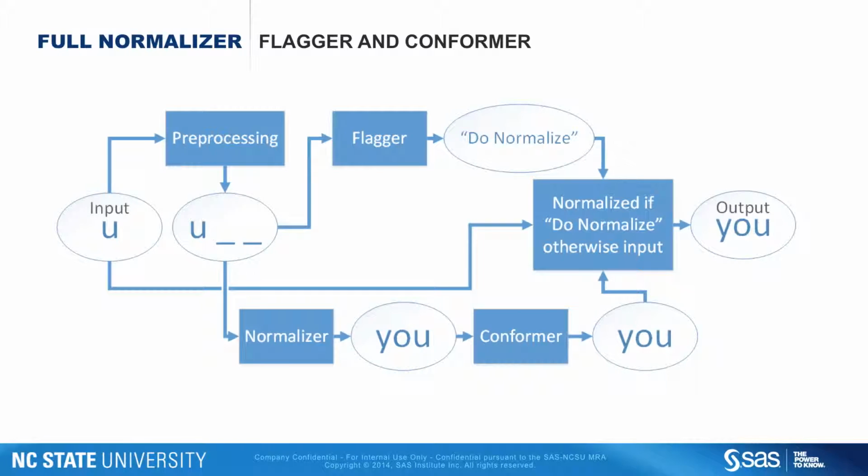We make this whole pipeline, so to speak. It starts with the letter U as the input. Then this goes to pre-processing, which pads it so that it will fit into the normalizer and flagger properly. And then it sends it to the normalizer and the flagger. I've mentioned what the normalizer does. Let me say what the flagger does. The flagger decides whether it should be normalized or not. So it flags it as do normalize or do not normalize.